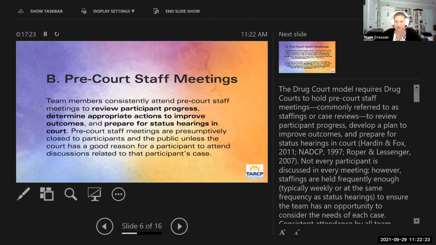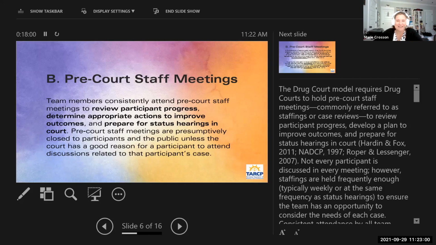Prepare for status hearings in court. If you have information that you want to share with participants who are coming to court, usually right after staffing, not always, but usually, you want to ensure that the team, with the leadership of the judge, has thoroughly discussed what needs to happen in court. Court is theater. Court is the opportunity for everybody to witness the behavior modification at its finest.